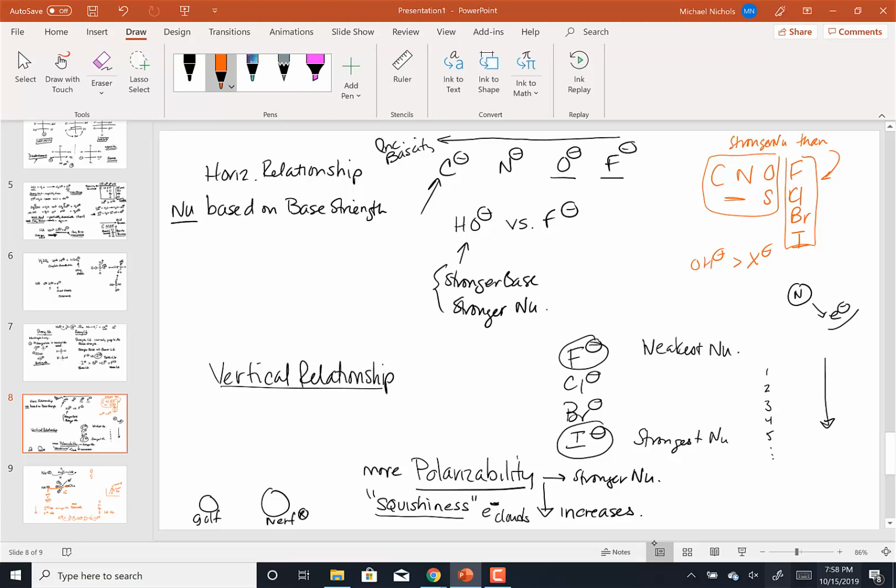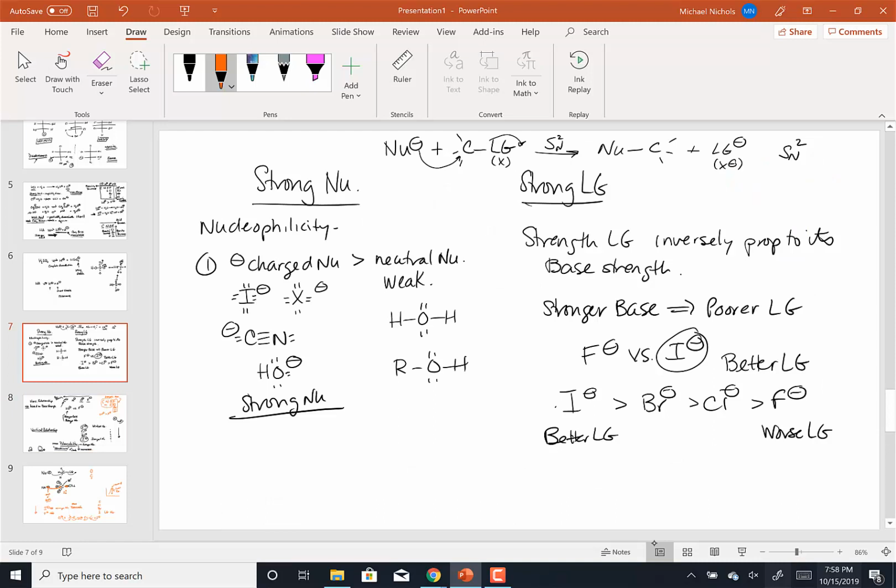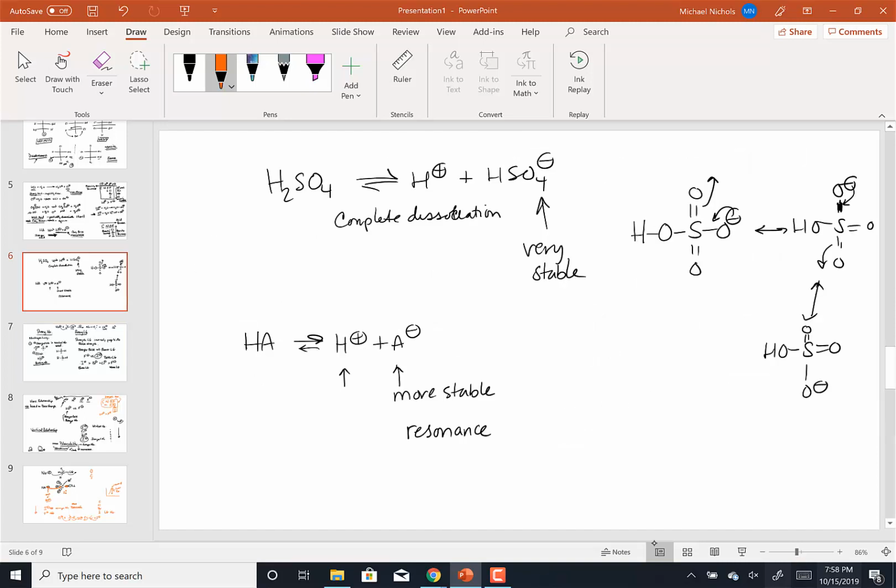Okay, so that's, again, not a short answer, but that is how we classify strong and weak nucleophiles and strong and weak leaving groups. Except I want to go back to the leaving groups and finish it up, and yes, I'm finishing it up with one last issue. And that issue is going to go back to the idea of resonance.